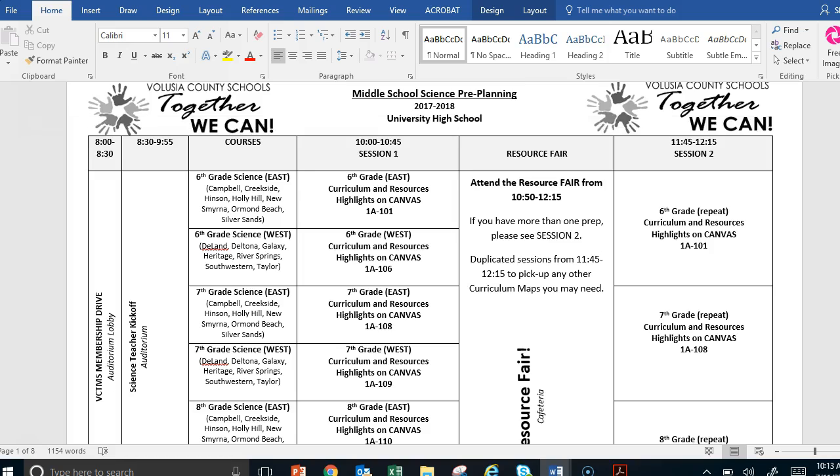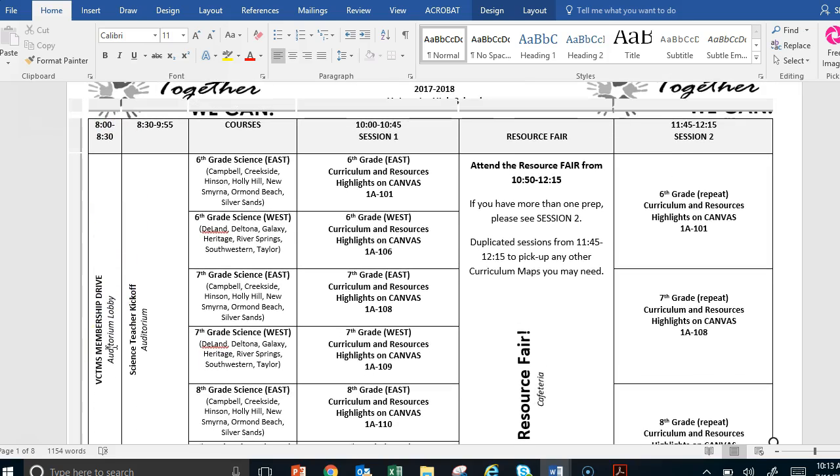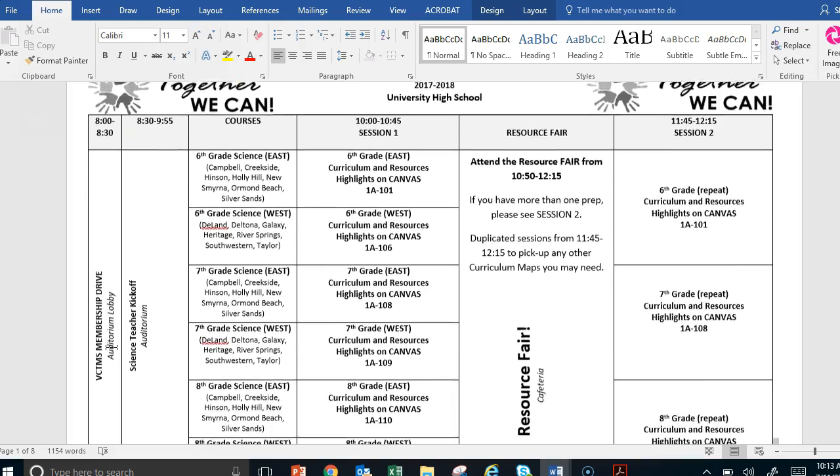So let's talk about the agenda. Before lunch, it's basically exactly the same, and this is very similar to what we've done in years past. So you'll see that it is from 8 to 8:30. We have what's called the VCTMS. That's the Volusia County Teachers of Mathematics and Science membership drive. It'll be a little light breakfast, coffee and bagels as usual. That will be in the auditorium lobby of University High School on August 9th.